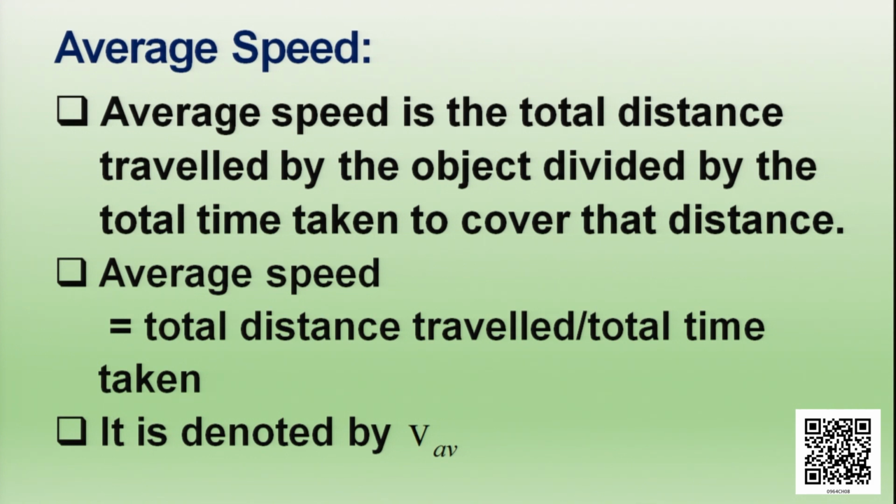It is denoted by a symbol. You know, the symbol of the speed is V. So here V is also there, but in the subscript AV is mentioned. So V_AV is the symbol used for average speed.